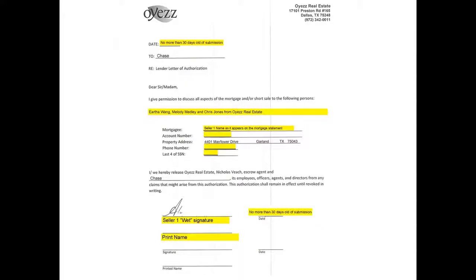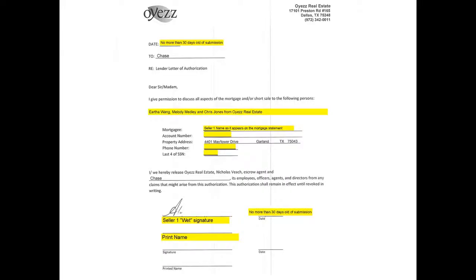This is the letter of authorization, the LOA. I highlighted the parts that are important because anytime that you're submitting anything to the lender, it can be no more than 30 days old. And it has to be updated. If you're 31 days, they're not going to accept it, they're going to reject it. So you want to make sure first and foremost that the dates on here are no more than 30 days old. You want to say who it's to, the lender, in this case it's Chase.